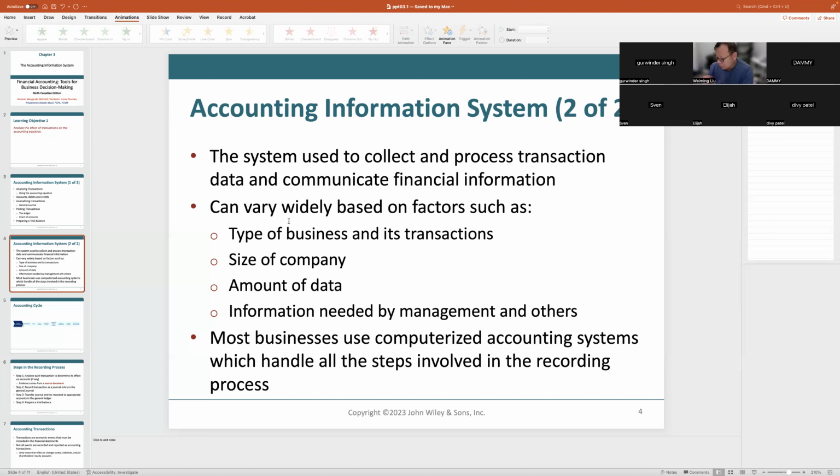Okay. So most businesses nowadays are using computerized accounting systems, because it's more efficient, and especially nowadays in North America, the labor cost is very high, right? So it just makes sense to automate most of the processes using computers.